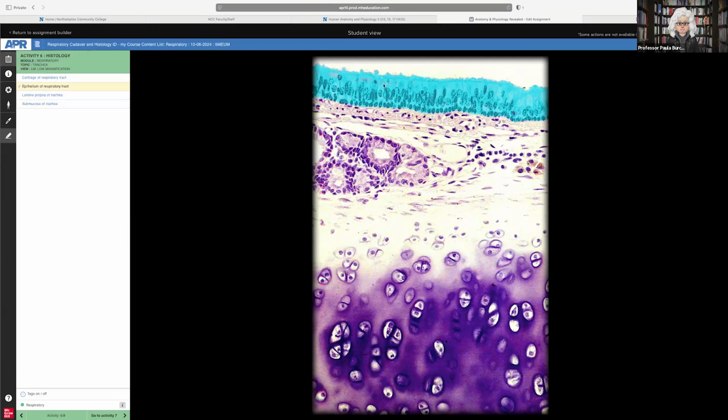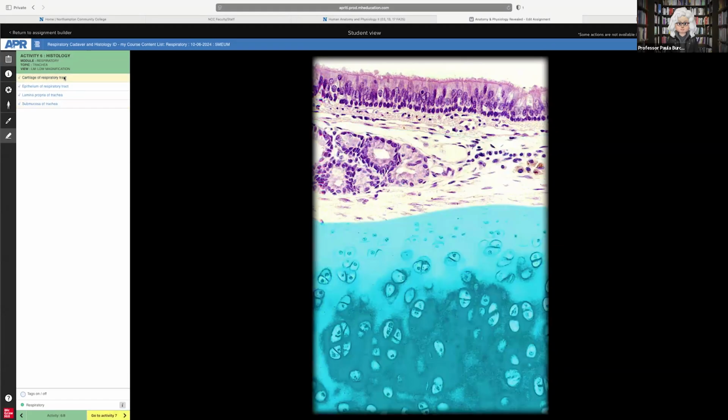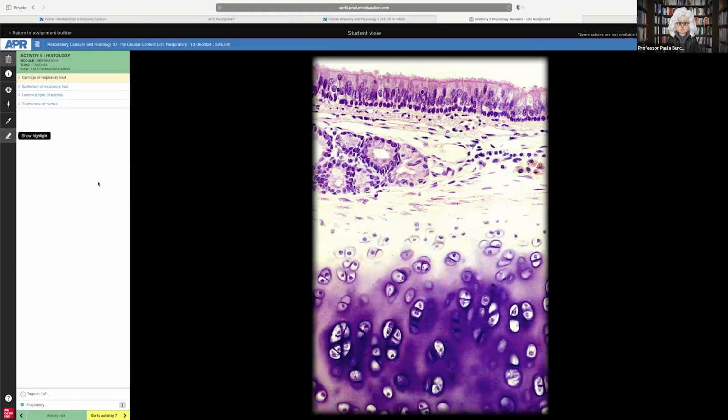And then deep to that, as we're moving from the lumen, is this part up here. As we move deeper, the next layer will be the lamina propria. The lamina propria is looser areolar connective tissue that is immediately below your pseudostratified columnar epithelium. Then as we continue moving out, this is going to be the submucosa of the trachea, and you can see there will be some glands there. The last layer will be the cartilage layer, and that's going to be hyaline cartilage. If I remove the highlights, hopefully you can recognize that hyaline cartilage.